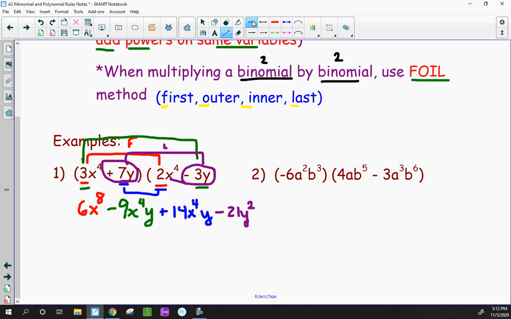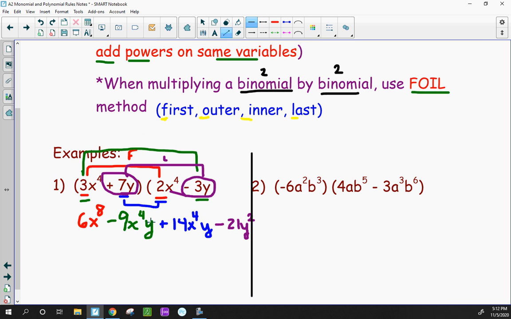Okay, so we have finished the FOIL method, and now what we need to do is look to see is there anything on the board currently that are like terms. We're finished with the multiplication, but now it says subtract and add, and we can only subtract and add if the variables are the same and the powers are the same. When I look at the term in red, I see x to the 8th. I don't see another x to the 8th. So that just means that 6x to the 8th is part of the answer.